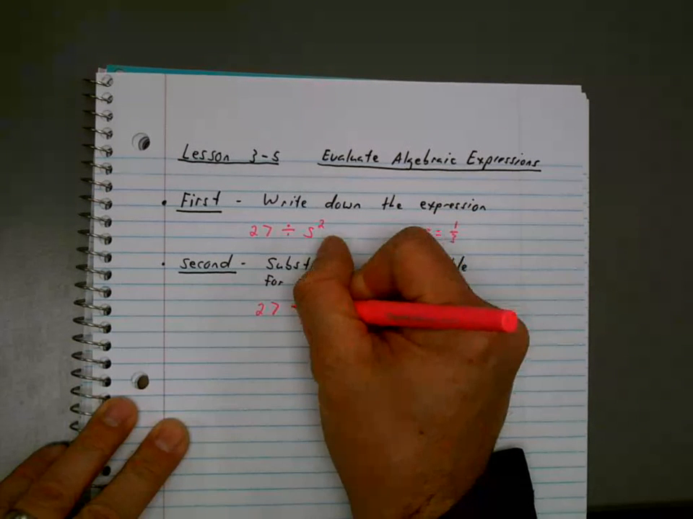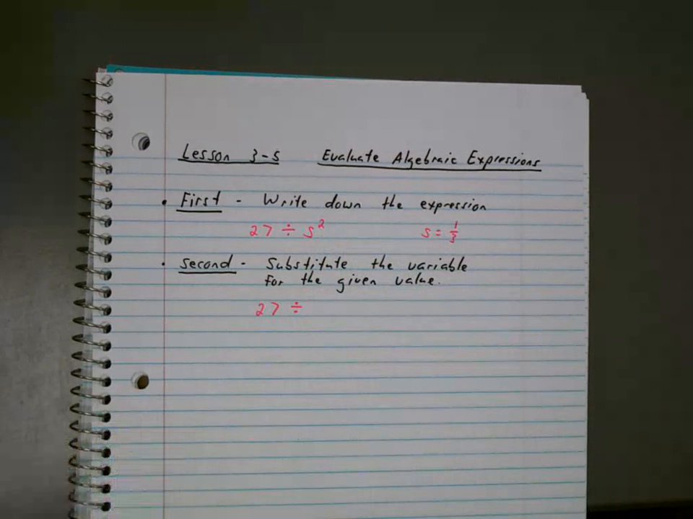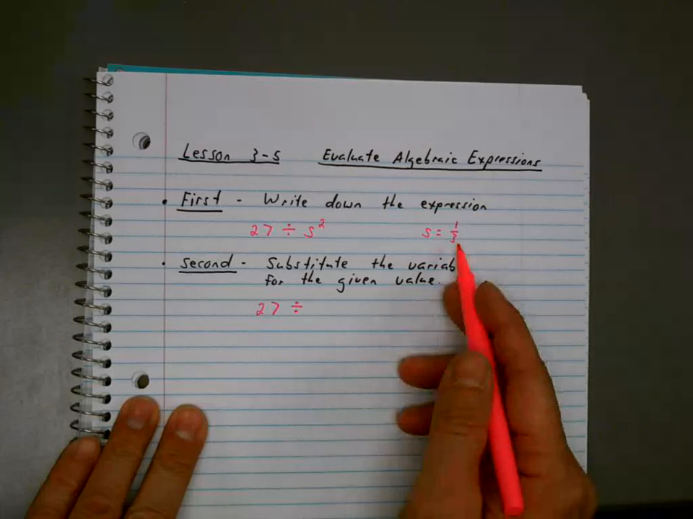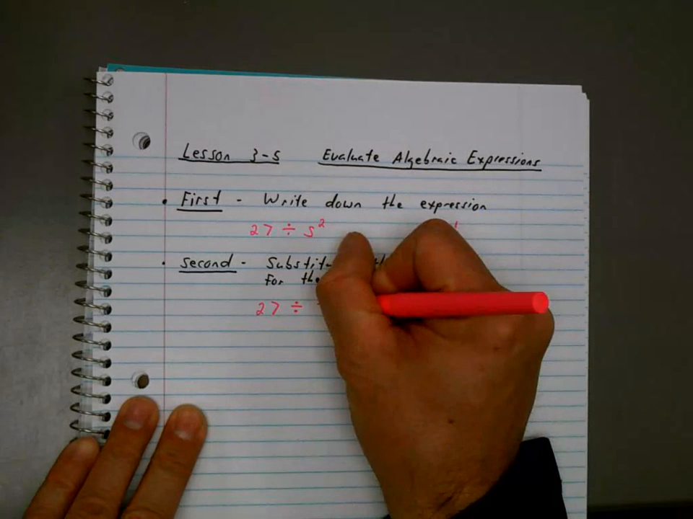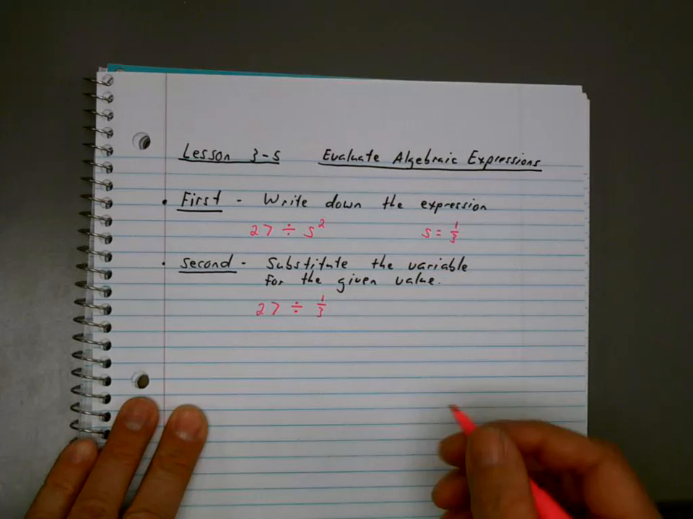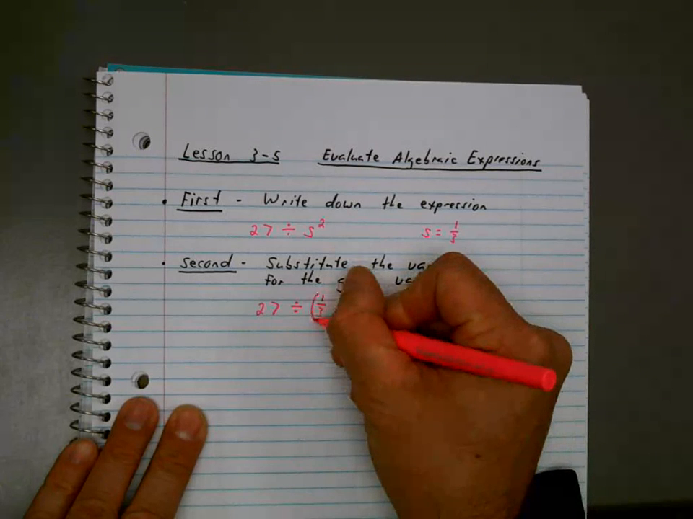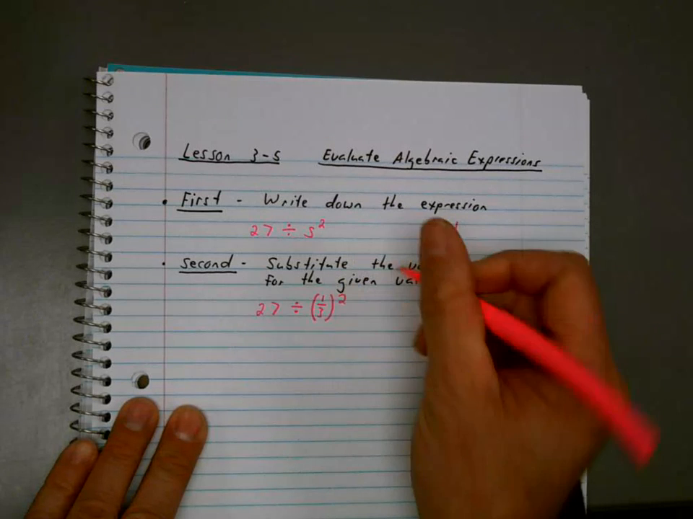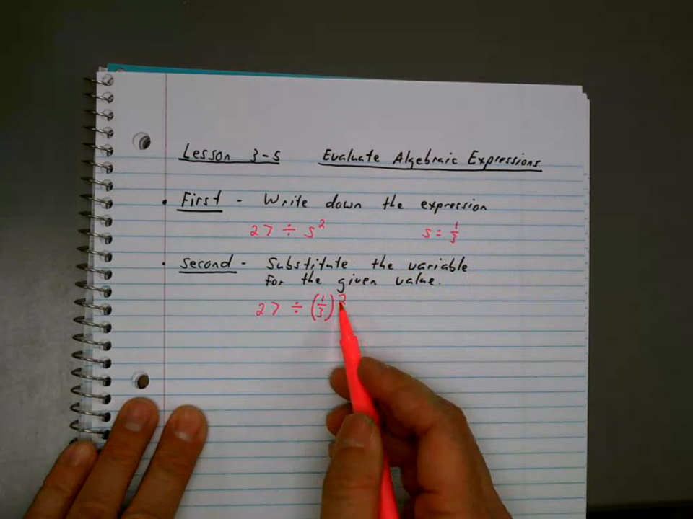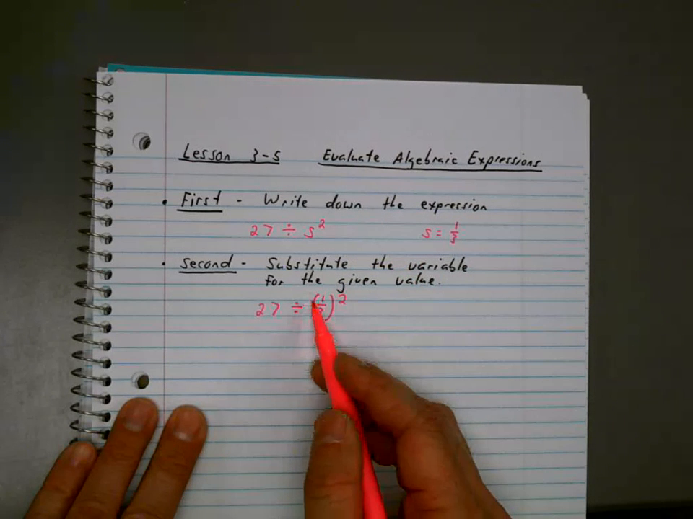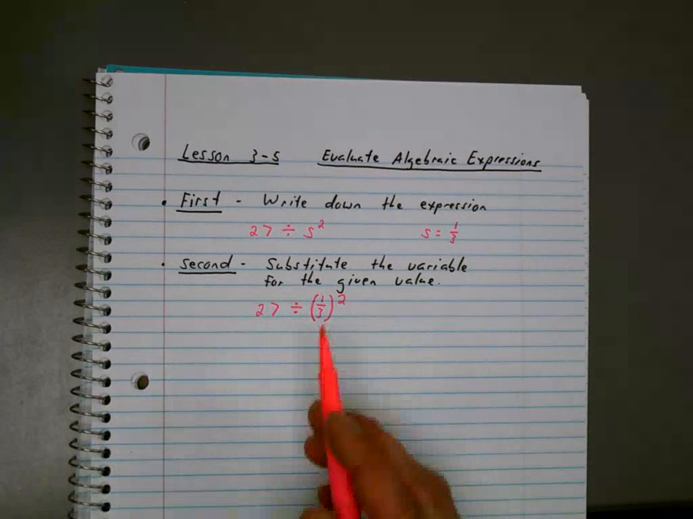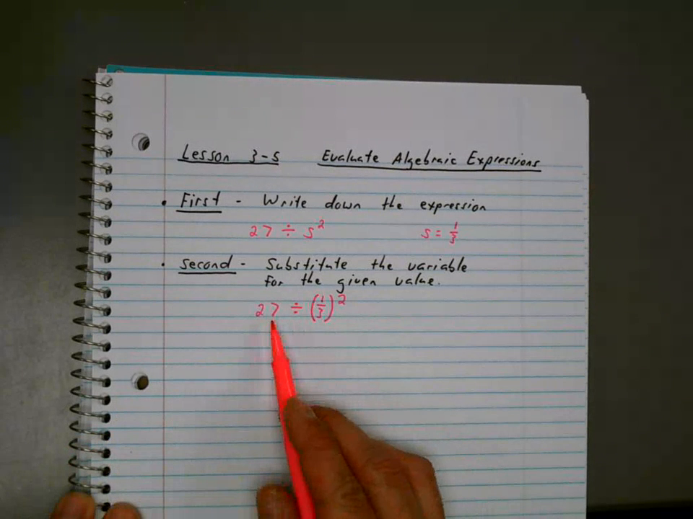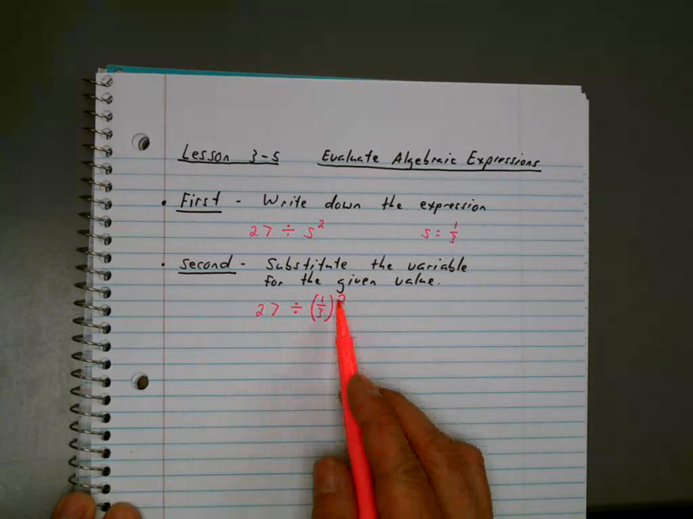27 divided by, now instead of writing s, I'm going to write what its value is, which is 1/3. Now I'm going to put this in parentheses. You don't have to, but I'm going to, just to keep this exponent kind of clear, so it doesn't get confused with this 1 here and look like a 12. So now our problem says 27 divided by 1/3 to the second.